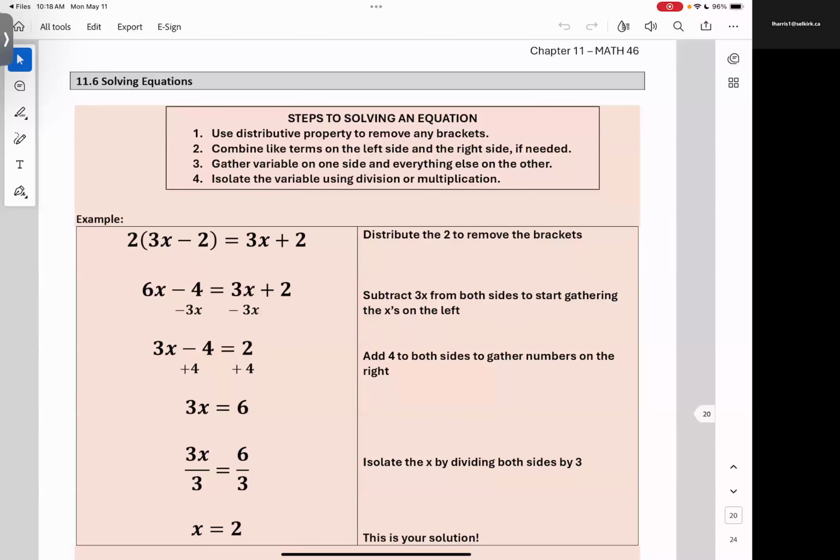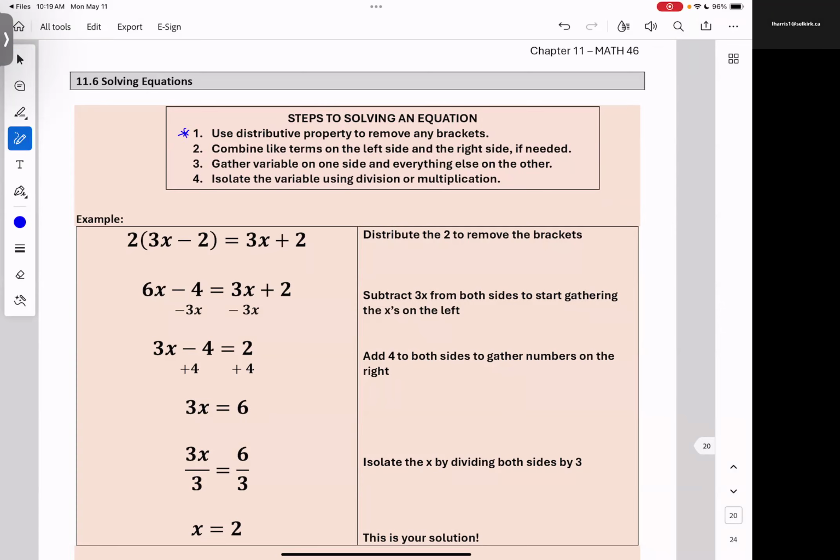So 11.6 is really about putting everything together and solving some equations. So remember, we have these four steps to use. So we're going to start by using the distributive property to remove any brackets when we need to.